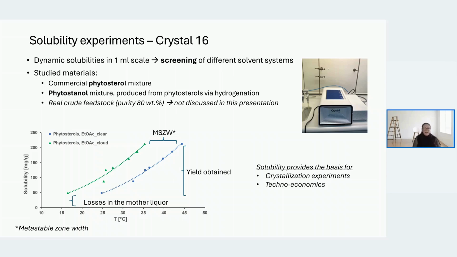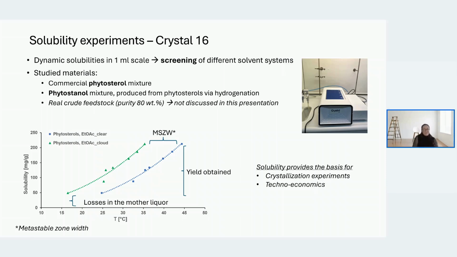Then naturally, the ultimate target is to develop this crystallization process for our real crude feedstock material, where we had roughly 20% impurities involved. So that was also what we obviously needed to test in the solubility experiments. But I'm not discussing those results in this presentation.